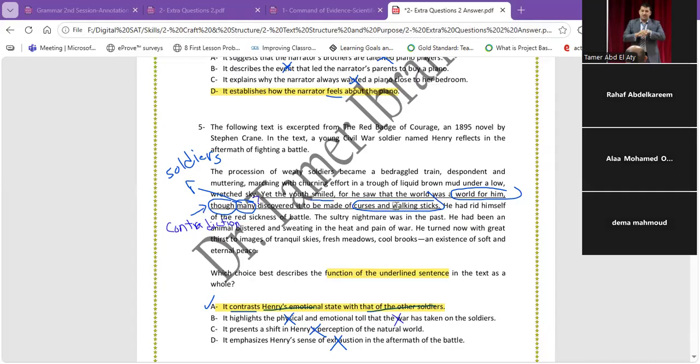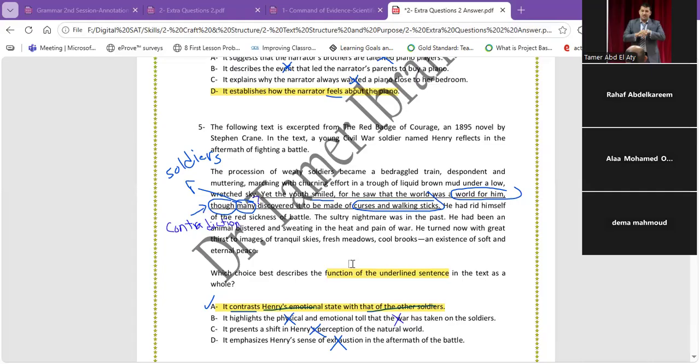Okay. It presents a shift in Henry's perception of the natural world. It's not accurate because we haven't really spoken about Henry's perception. Yes. We didn't talk about him before. It was only mentioned here. Okay. It emphasizes Henry's sense of exhaustion in the aftermath of the battle. No, this is the opposite. Yeah, he's not exhausted at all. Thank you.